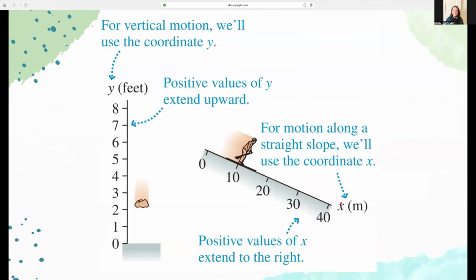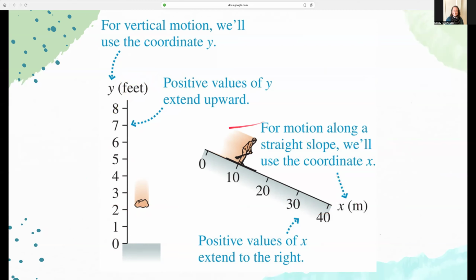For vertical motion, we're going to use Y. So X will be horizontal and vertical will be Y. And a really common thing to do with vertical motion is to set the ground as 0. So that's what we have here. And our rock is right around 2 feet, because remember, the units are labeled here, so it says feet.